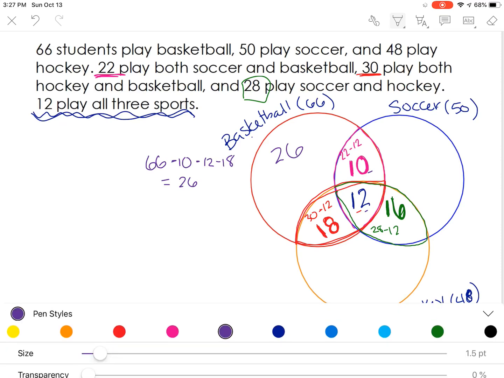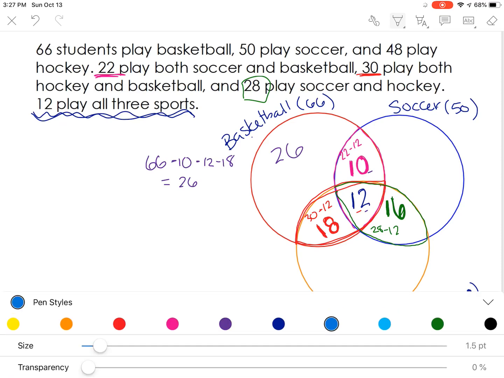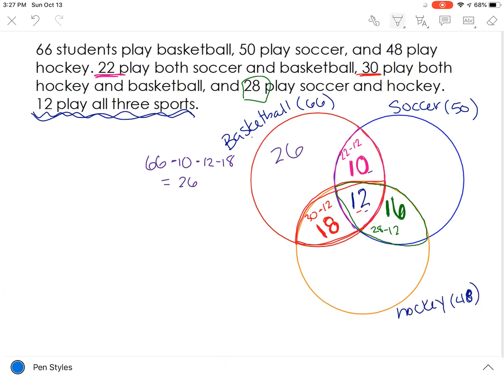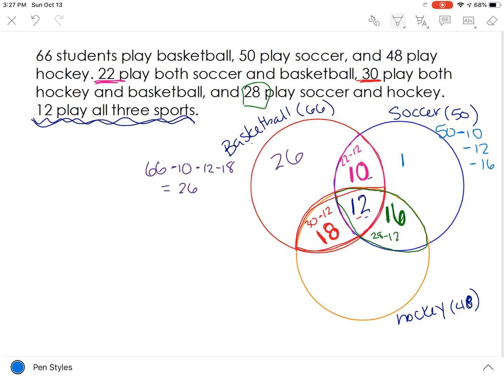Now would be a good time to pause and see if you can do the same thing for soccer and for hockey. Well, soccer's got a grand total of 50 people, so we're going to take our 50 people and subtract the 10 that play soccer and basketball, the 12 that play everything, and the 16 that play hockey and soccer. Well, 50 minus 10 minus 12 minus 16 leaves us with 12 people who just play soccer.